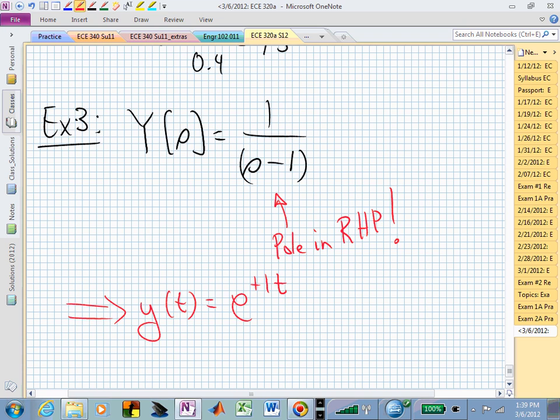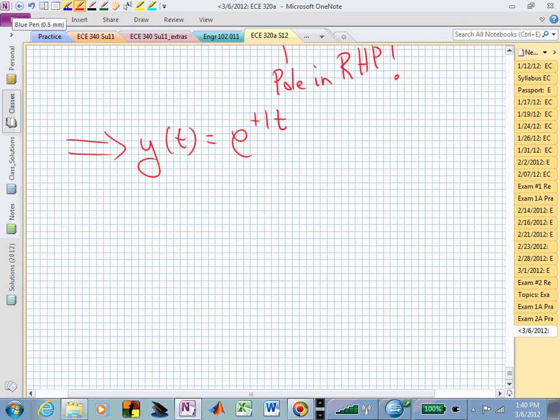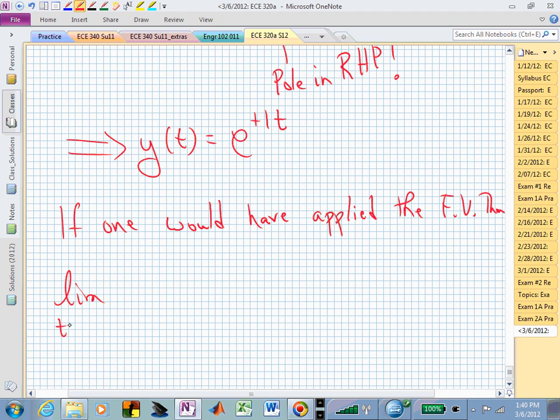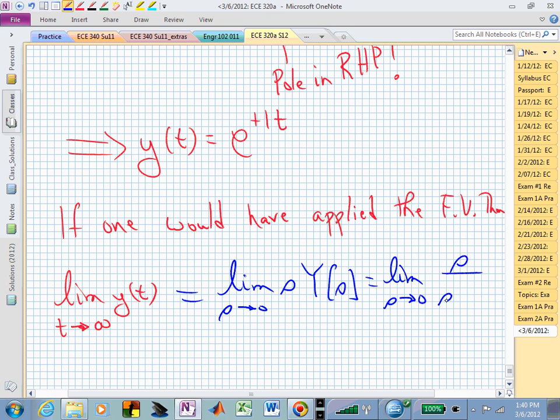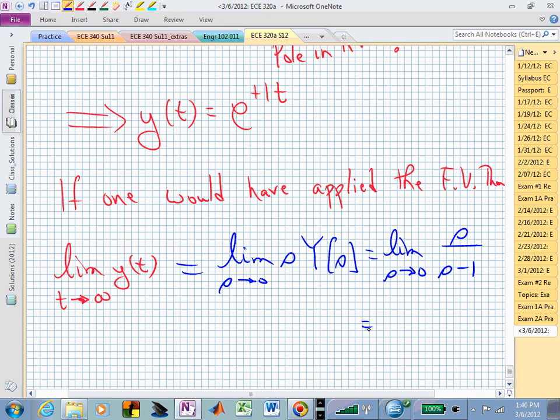Now, what if you made the mistake and you said, oh, I remember the final value theorem. What happens? Well, now you just start whistling. You go, oh yeah, this is fun. I'm going to do this. Let's see. Limit as t goes to infinity of y of t. Oh, let's see. The theorem said that was the limit as s goes to 0 of s times Y of s. Oh, this is looking like it's going to work. Limit as s goes to 0 of s over s minus 1. What's that going to give me? Oh, good. This is well behaved.